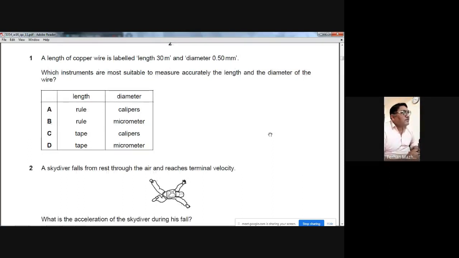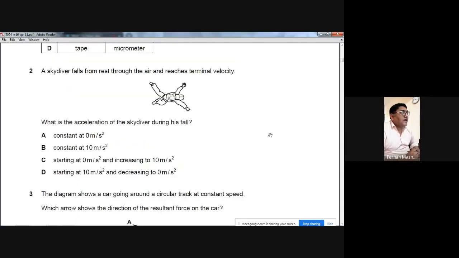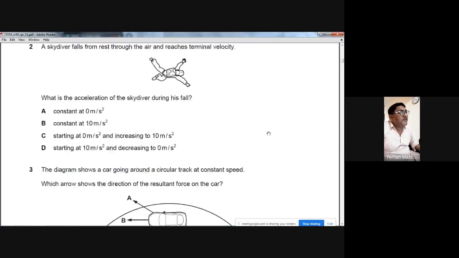A skydiver falls from rest through the air and reaches terminal velocity. What is the acceleration of the skydiver during his fall? When you start the jump, your acceleration is 10 meter per second square. As you speed up, your acceleration decreases, and when you reach the terminal velocity, the acceleration becomes zero. So the best option will be the choice starting at 10 meter per second square and decreasing to 0 meter per second square.